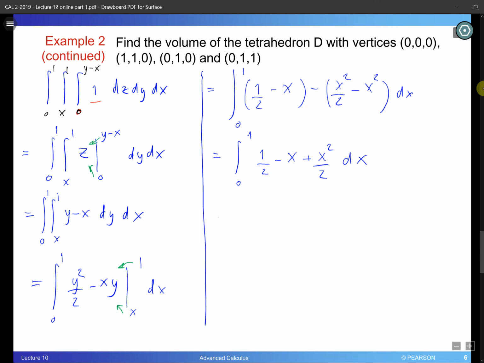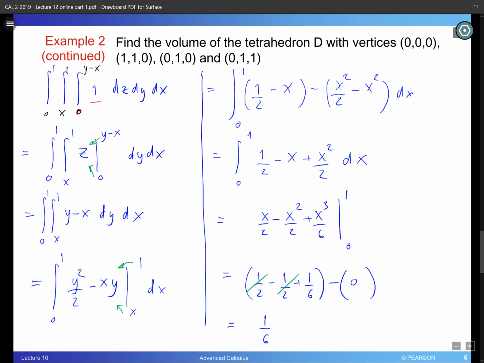This is easy stuff. So we have x over 2 minus x squared over 2 plus x cubed over 6, and we have to evaluate this from 0 to 1. So 1 goes in, we have 1 over 2 minus 1 over 2 plus 1 over 6. 0 goes in, everything goes to 0. So here we have 1 over 6 as the final answer for example 2. 1 over 6 cubic unit. Right? They ask for the volume. You found that for them.